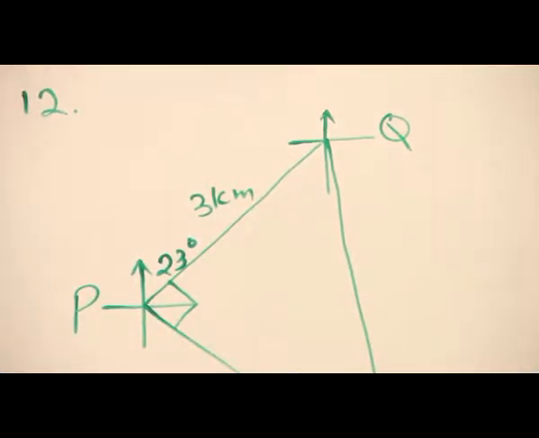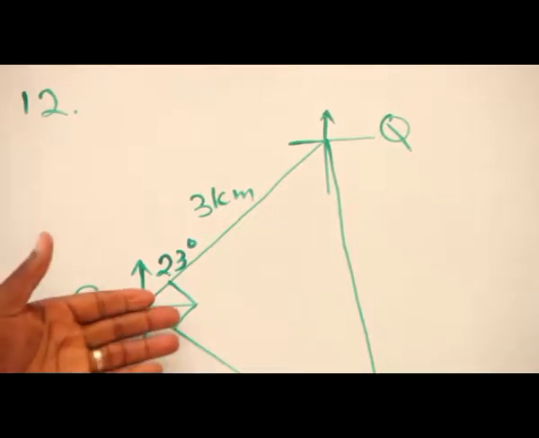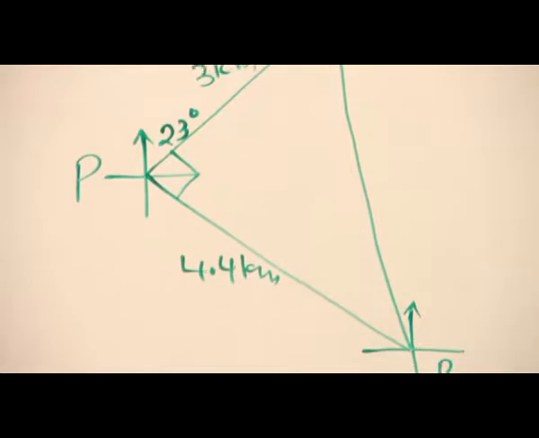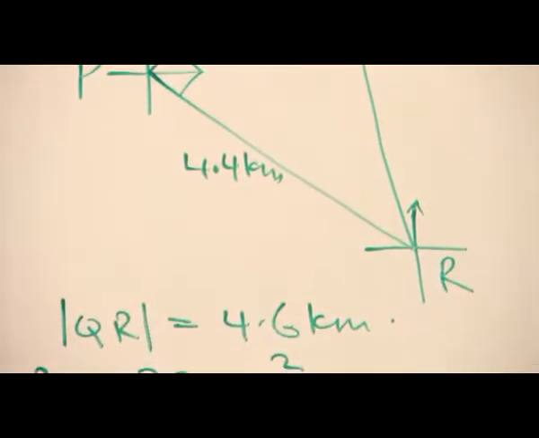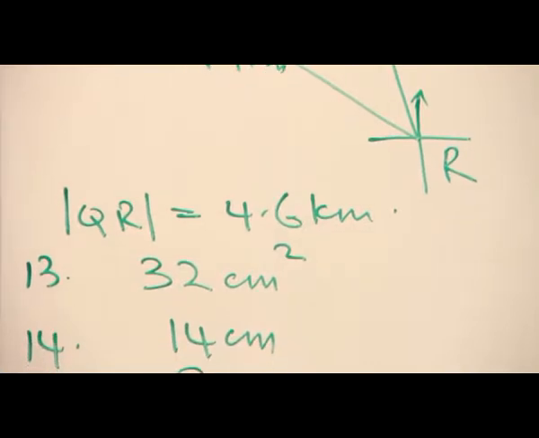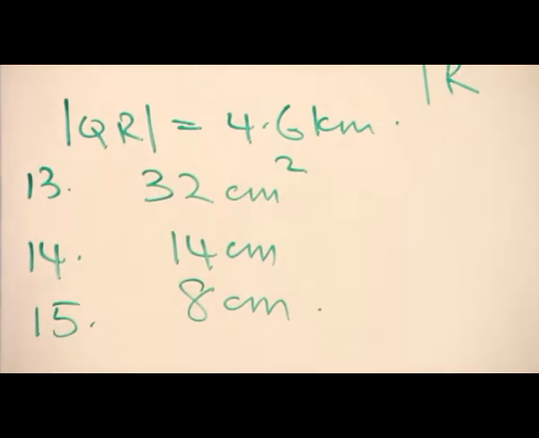the diagram. Eventually, you discover that angle P here is 90 degrees. And by the use of Pythagoras theorem, you can find the value of QR. Number 13 is 32 centimeters square, and number 14, 14 centimeters. Number 15 is centimeters.